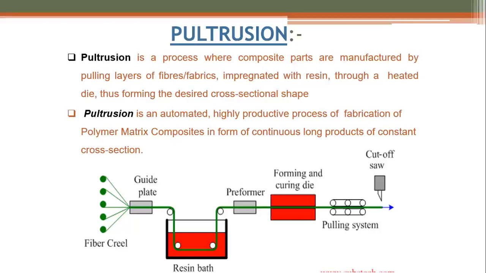These fiber creels, so different types of fiber creels are placed within a guide plate, and these can be sent and dipped in the resin bath, and then it is sent to the preformer and the forming and curing die. In the forming and curing die, curing is done and the shape of the die is also imparted, and then it is pulled by the pulling system and cut off by the cut-off saw. So this is the general process included in the pultrusion process.